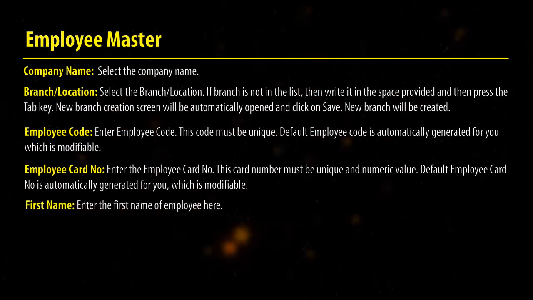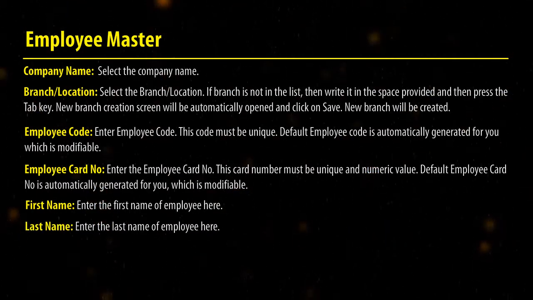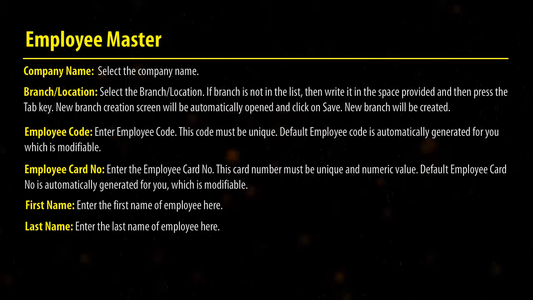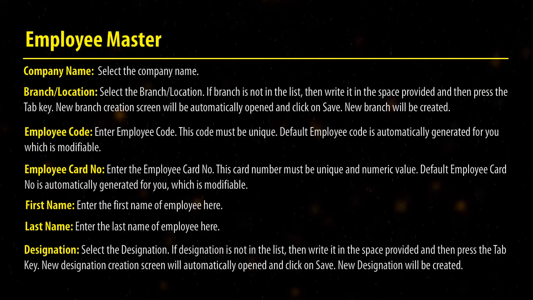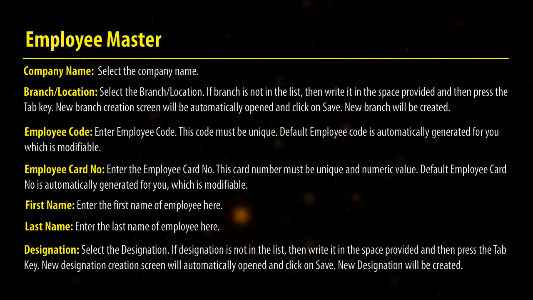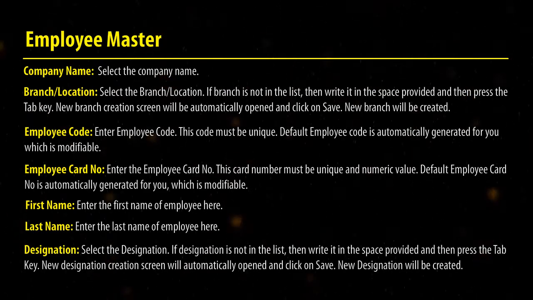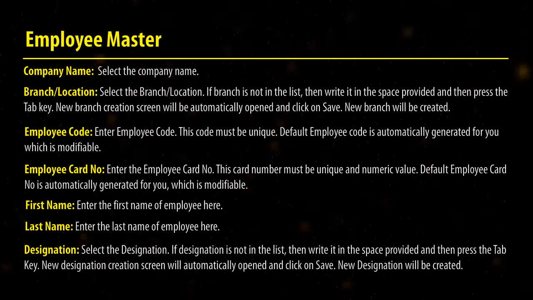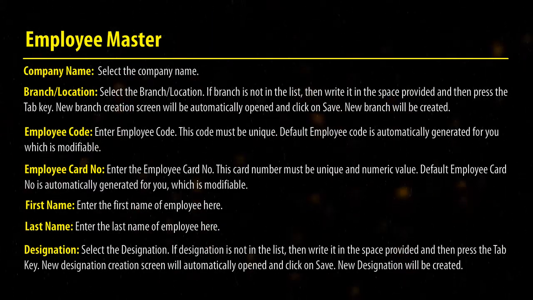First name. Enter the first name of the employee here. Last name. Enter the last name of the employee here. Designation. Select the designation. If designation is not in the list, then write it in the space provided and then press the Tab key. The new designation creation screen will automatically open and click on Save. The new designation will be created.